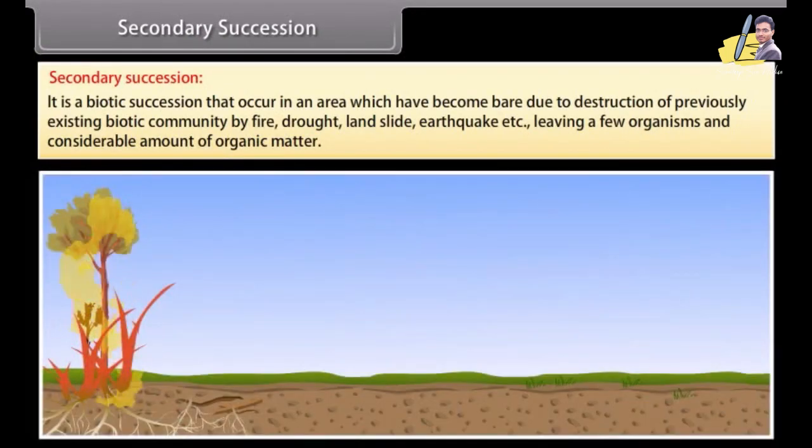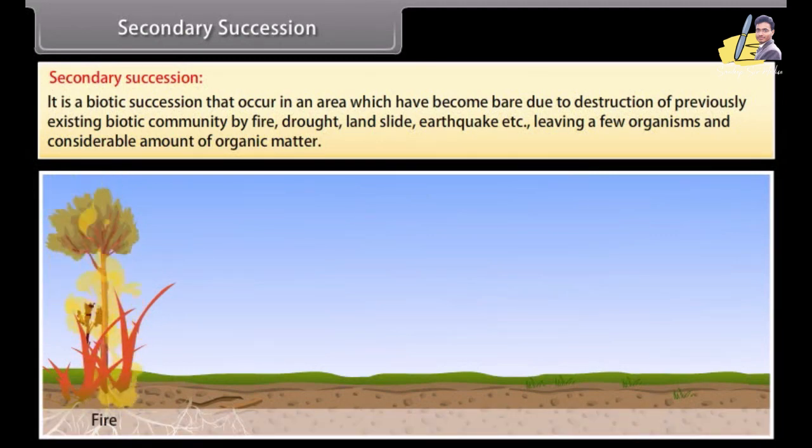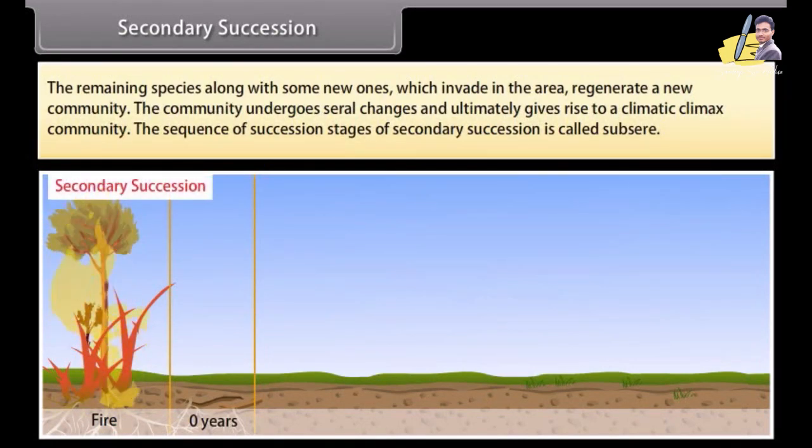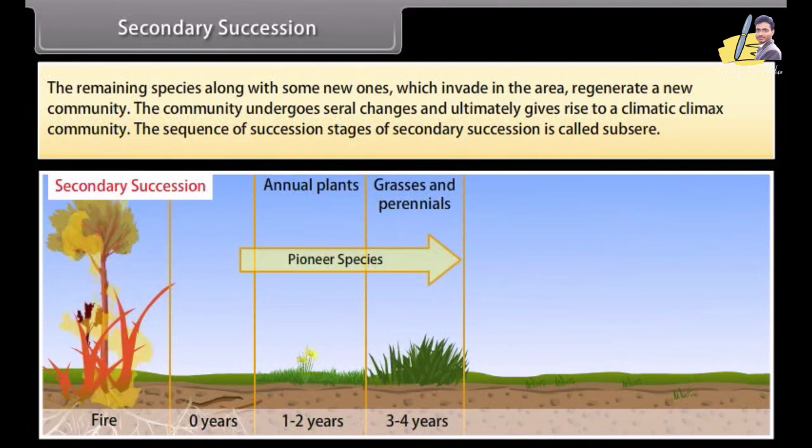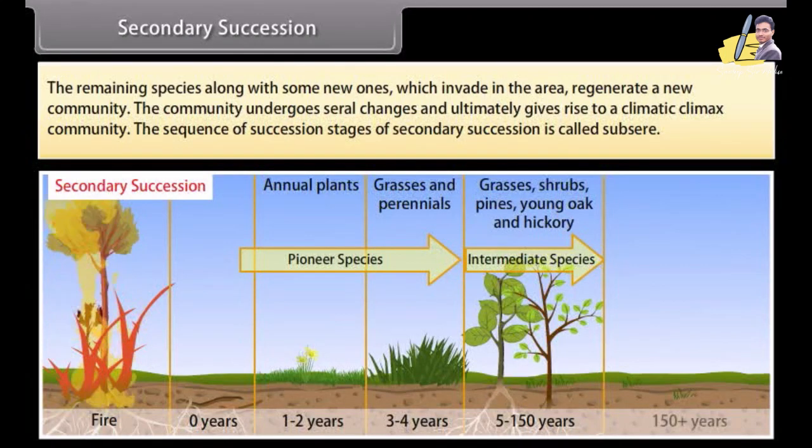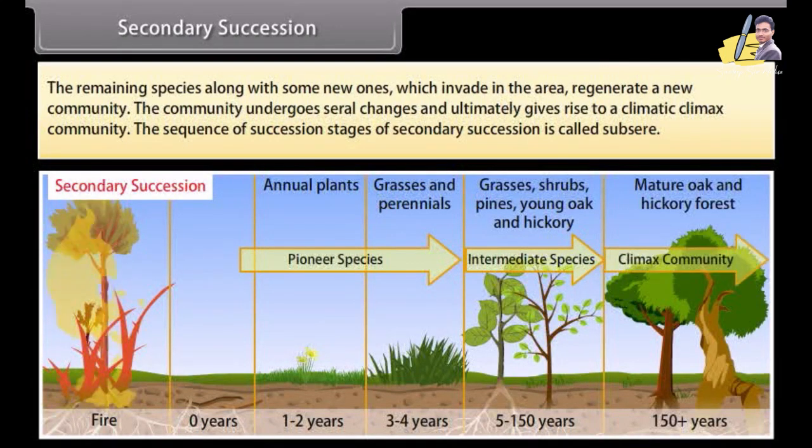Secondary succession. It is a biotic succession that occurs in an area which has become bare due to destruction of previously existing biotic community by fire, drought, landslide, earthquake, etc., leaving a few organisms and considerable amount of organic matter. The remaining species, along with some new ones which invade the area, regenerate a new community. The community undergoes several changes and ultimately gives rise to a climatic climax community. The sequence of succession stages of secondary succession is called subsere.